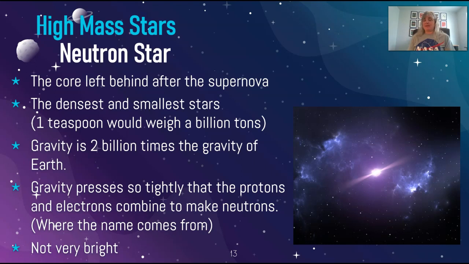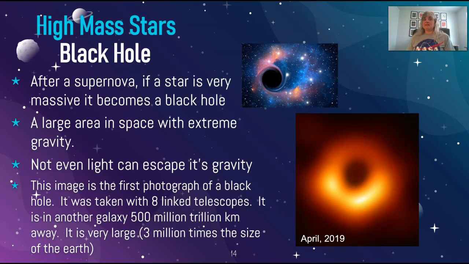The other thing that can happen after a supernova is a black hole. So if a star is very big, only in the largest stars after a supernova, they can become a black hole. A black hole is a large area in space with extreme gravity. The gravity is so extreme that not even light can escape it. And this is actually our first photograph of a black hole that just came out in 2019. It was taken with 8 linked telescopes. It is in another galaxy, 500 million trillion kilometers away. It's very large, 3 million times the size of the Earth.